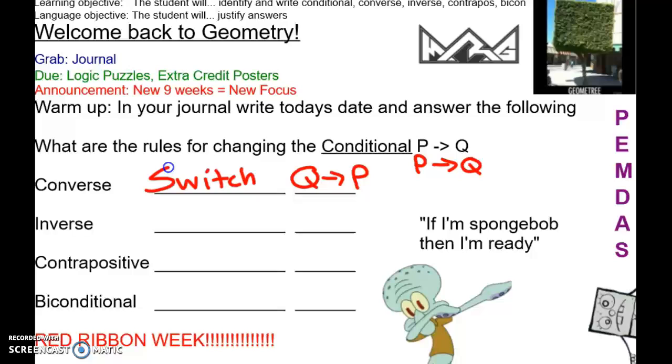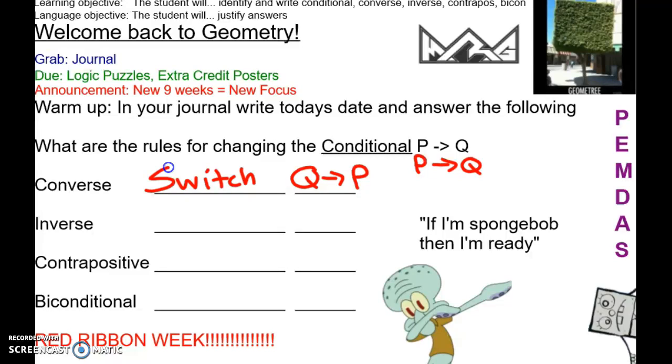Now we're going to use an example based on today's character theme. So does everyone see this statement right here on the board? It says, if I'm SpongeBob, then I'm ready. I'm ready. I'm ready. Right? So, if I'm SpongeBob, then I'm ready. What would the converse be of if I'm SpongeBob, then I'm ready? If I'm ready, then I'm SpongeBob. Does everyone see how you just took it and you switch the order? But you keep if and then in the same place. If I'm ready, then I'm SpongeBob. That's the converse. Very good.